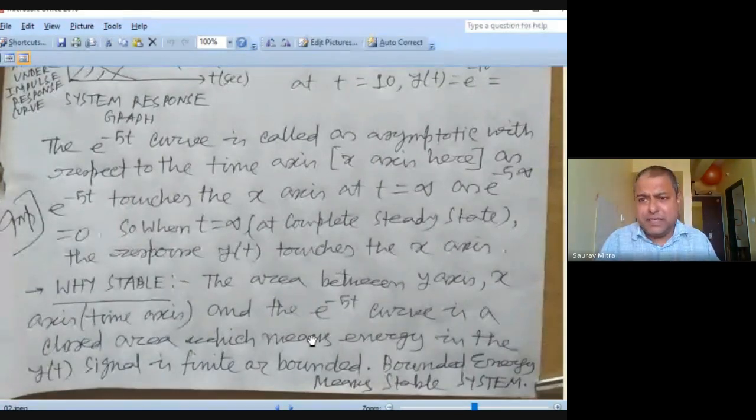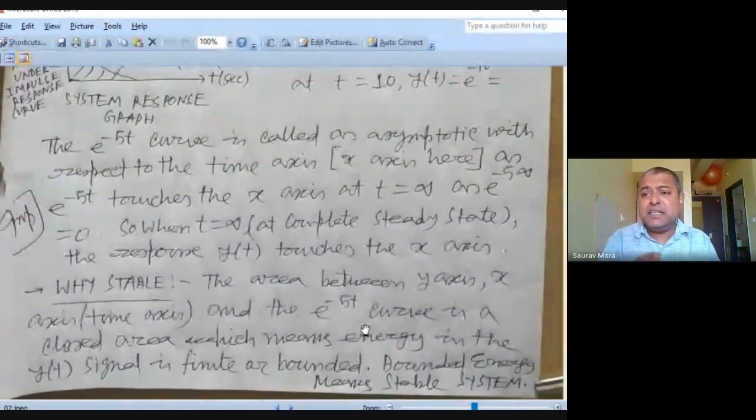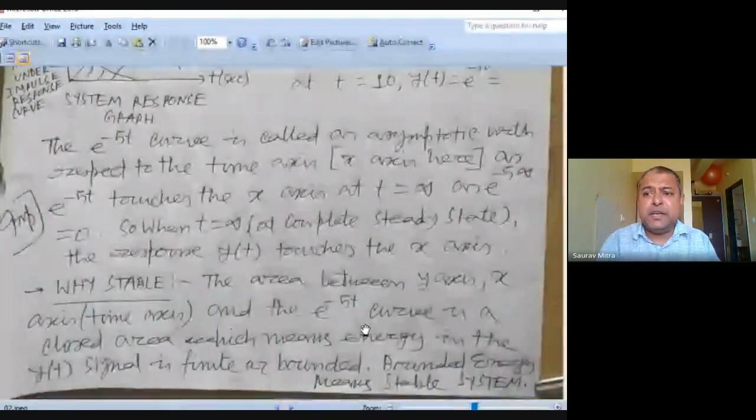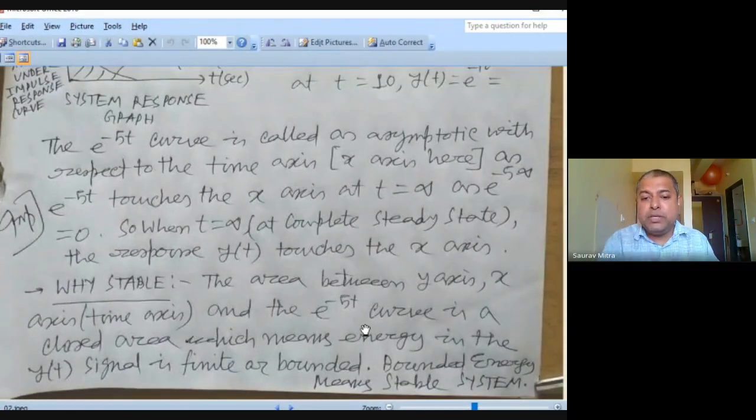Why is this system stable? The area between the y-axis, x-axis, and the e raised to minus 5t curve is a closed area, which means that the energy under the y(t) curve, that is the e raised to minus 5t curve, is finite or bounded. Bounded energy means stable system.